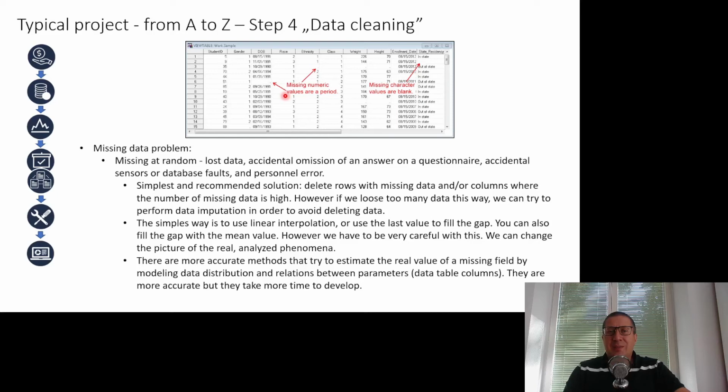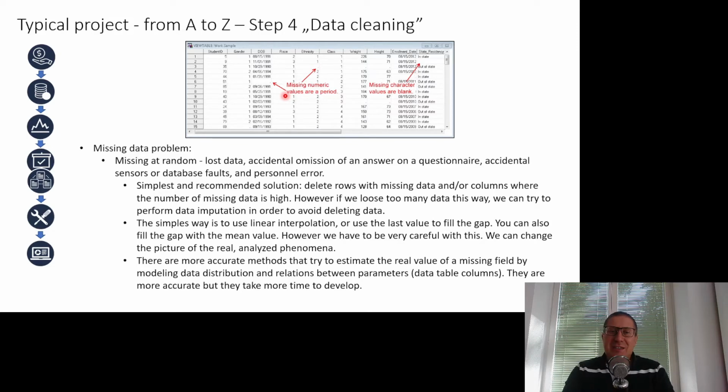What does it mean by saying missing at random? The data are lost by accident. Someone forgot to put the data in, or there was a failure of a sensor, or a failure of an IT system that stores the values, or a personal error. This is done at random. So the simplest and recommended solution for dealing with this is to just get rid of this missing data.